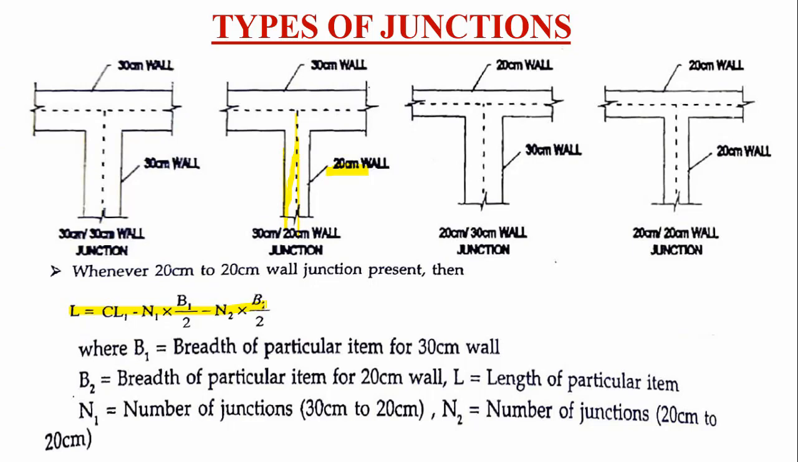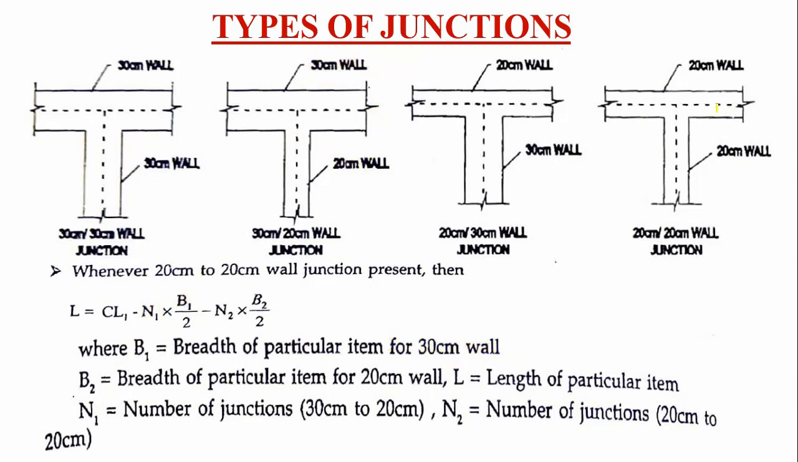The formula will remain the same, that is total center to center length minus N into B divided by 2. When you have 30 to 20, this width has to be subtracted, that is the width of 30 centimeter has to be subtracted, that is N1, the number of junctions between 30 to 20, into B1 divided by 2. B1 is nothing but the width of the item for 30 centimeters wall.